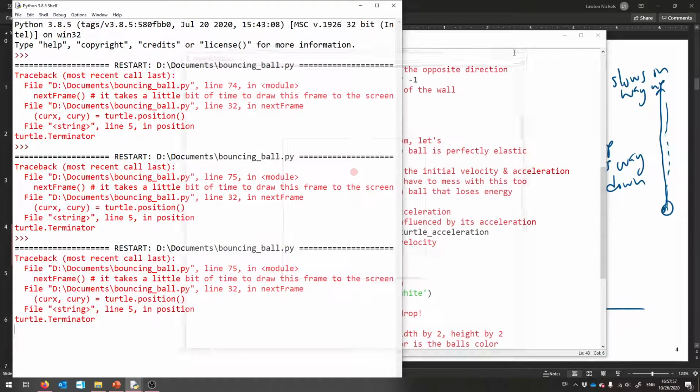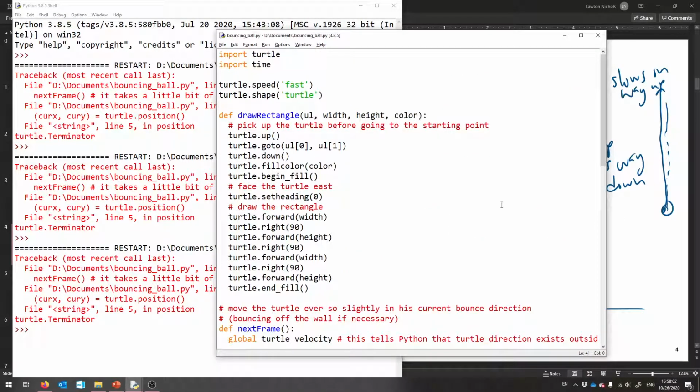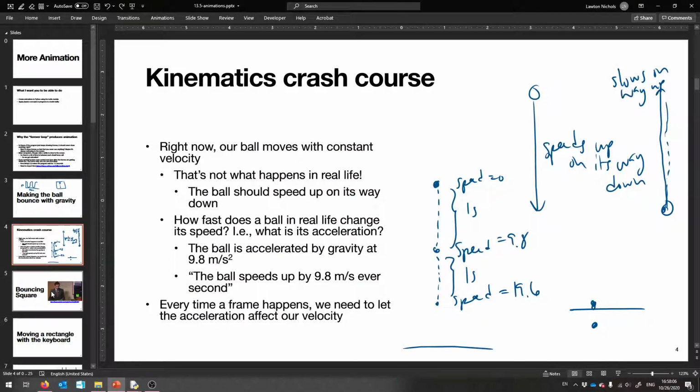Yeah, so that's this. And this is a complete program. Please yell at me in office hours or on Piazza if this is not making sense, because this is fun and I want it to make sense for you.